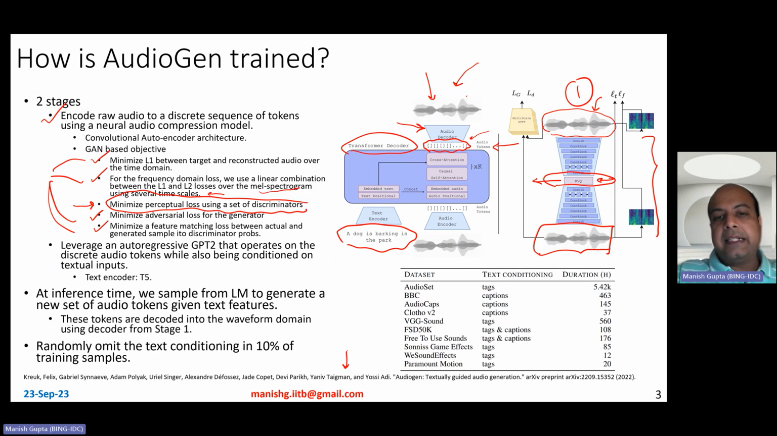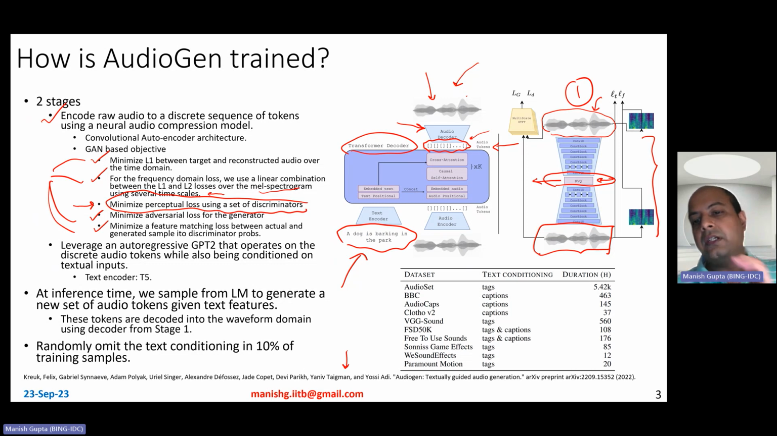Now, while training this architecture in stage 2, you randomly omit the text conditioning for 10% of the training samples. You do that because you want to do audio generation both in a text conditional and text unconditional manner. And therefore, in some ways, you try to do classifier-free guidance in that sense by removing this text conditioning information 10% of the time.